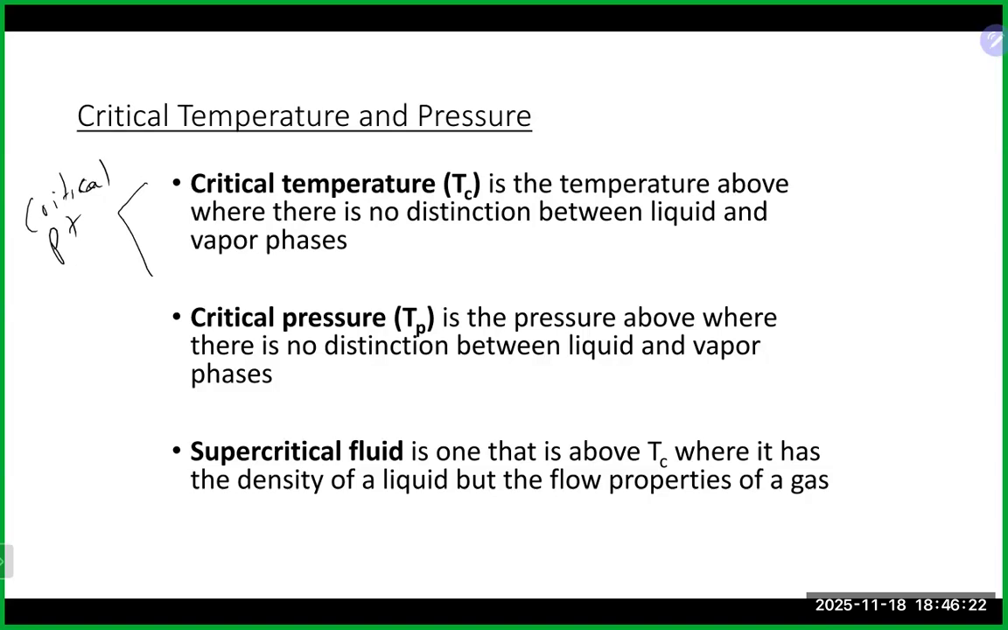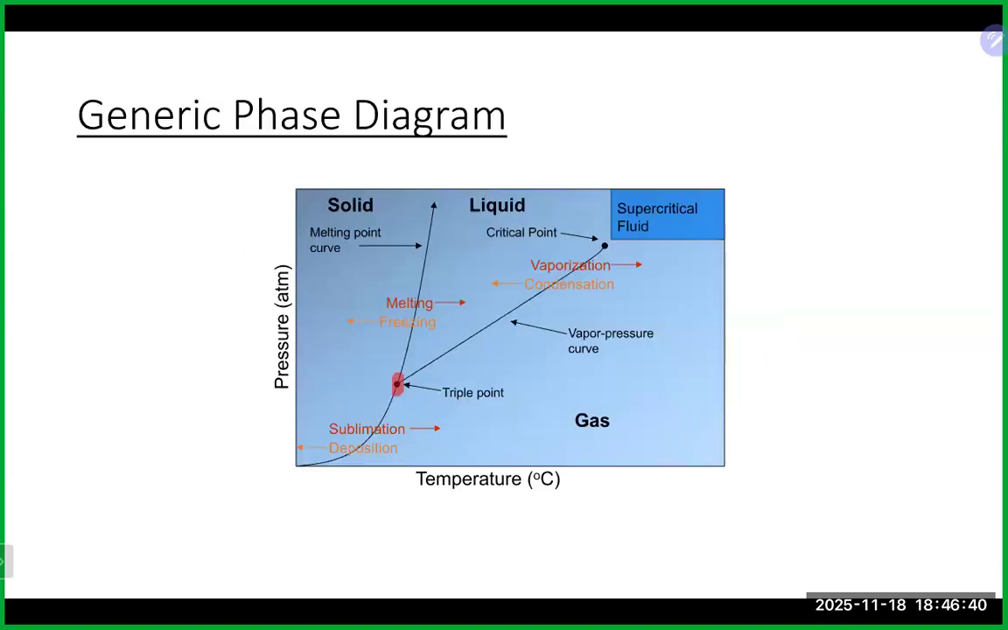A supercritical fluid is where that occurs. That is where we're above that critical temperature. It has the density of a liquid, but will flow as a gas. And that's in that area above the critical point where it kind of comes together that you find that supercritical fluid. Here's a generic phase diagram. Typically we go left to right, solid, liquid, and then gas is usually the setup there. This is pressure, this is temperature.